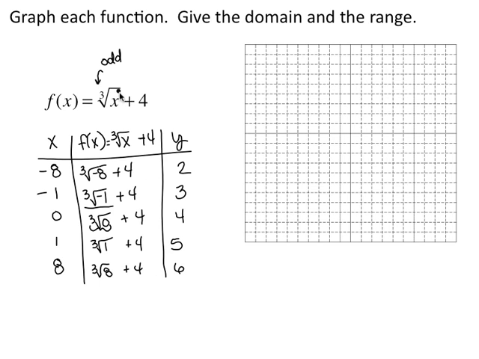Now be really careful with this one because remember this is the cube root of x and it finishes there. So we have to do this part here first and then to the answer we're going to add 4. So now let's graph the ordered pairs. We have -8 and a +2.